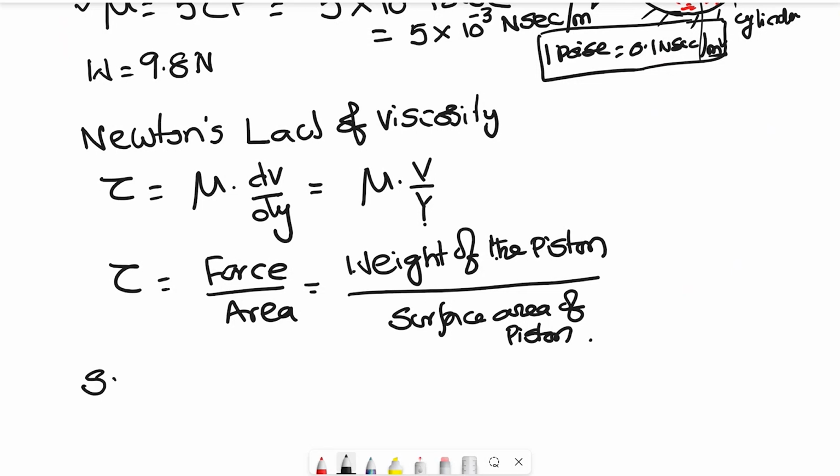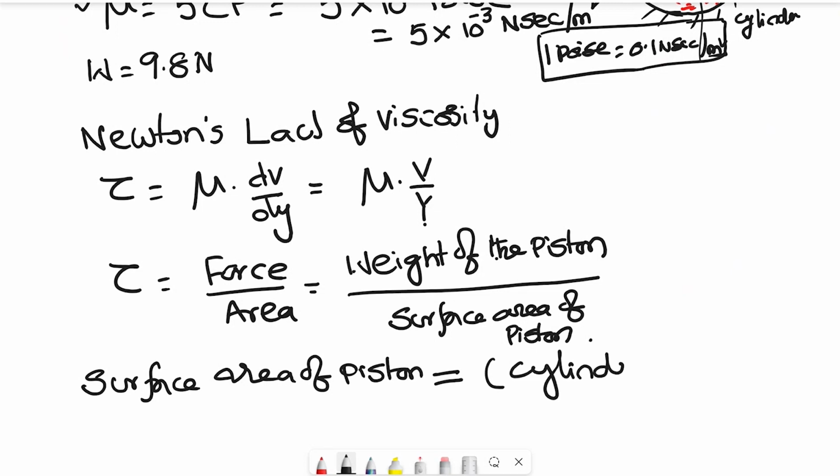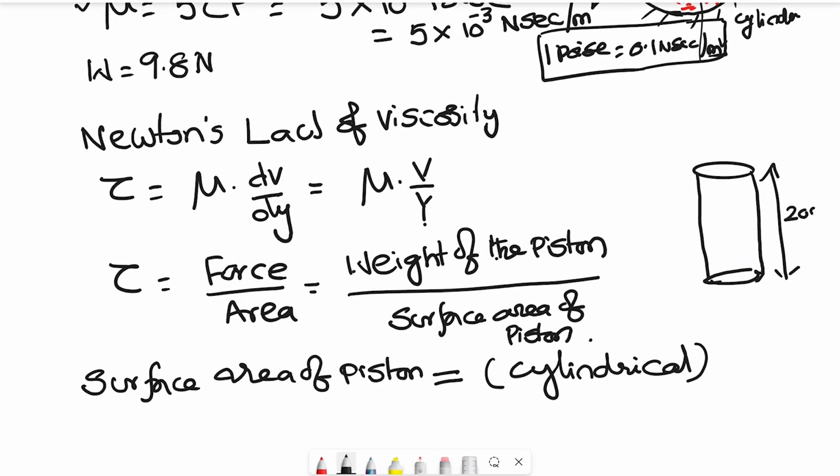What is the surface area of piston? Piston is like a cylinder. So the piston is like this. This length he has given is 200 mm, so we converted it to 0.2 meters, and this diameter is 796 mm. That means 0.796 meters diameter.